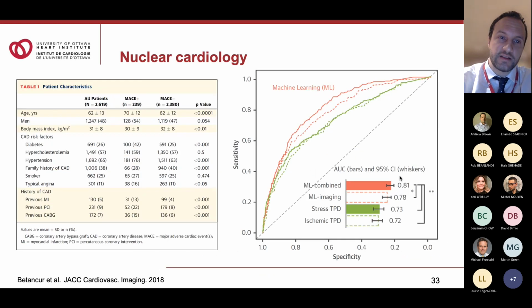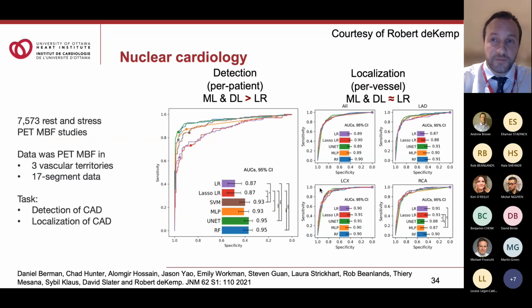Now they extended this study and looked at outcomes. They tried to predict MACE in a group of just over 2,500 patients. In this case, they used a classic machine learning model using patient characteristics as their input, as well as imaging data that had been extracted from images. And they did show significantly better performance when they combined a machine learning algorithm using clinical data and imaging data. So this has been done at the Heart Institute as well, and by the group of Dr.